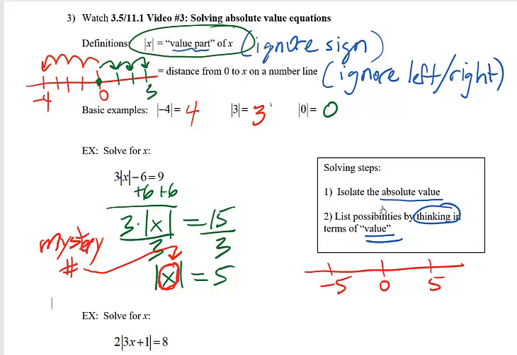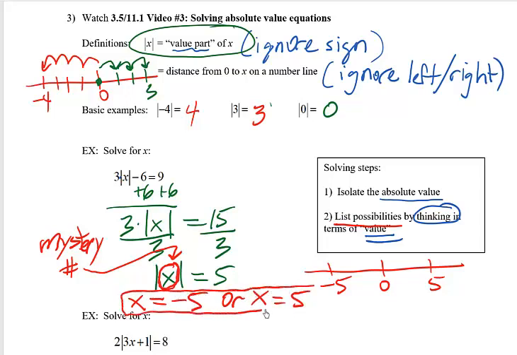Okay, well, that's what I mean by list possibilities. My mystery number, therefore, must either be -5 or +5. Well, I'm done. That's the solution to the equation. I should say solutions, right? There are actually two different numbers that you could plug back into the original equation in order to make it true. You get rid of the bars by doing this thinking step and listing possibilities.